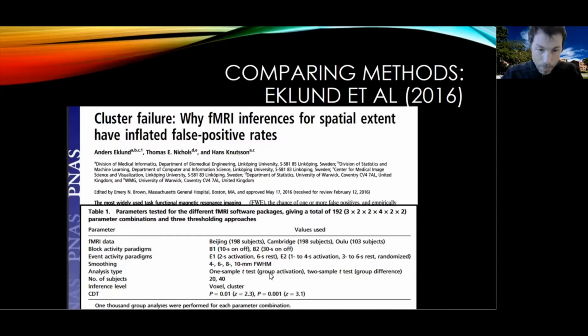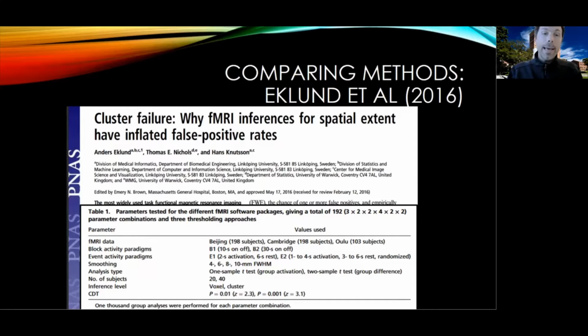They did a 1 sample t-test, a 2 sample t-test for group differences. They sometimes used 20 groups of 20 subjects versus 40 subjects. And then they did both voxel and cluster analysis. And when they did cluster analysis, they would either use a threshold of 2.3, which is 0.01, or a threshold of 0.001, which is a Z of 3.1.